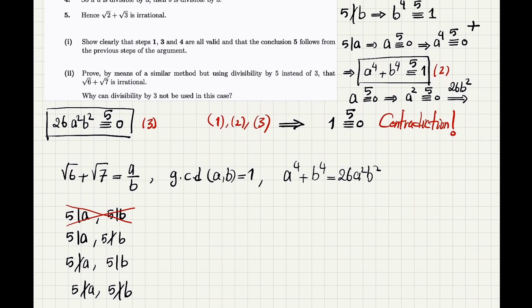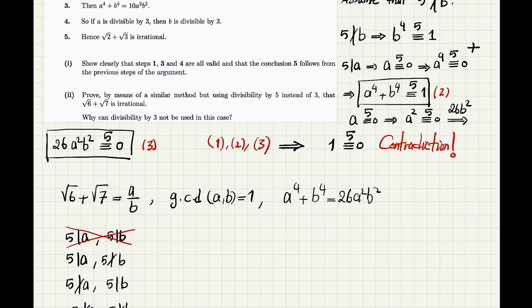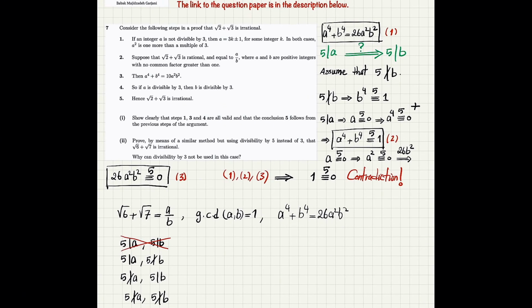I also rule this second one out. Why? We just prove it here. Do you remember? If 5 divides a, we learn that 5 has to divide b as well. So if 5 divides a, this cannot happen simultaneously. So I can rule this one out.